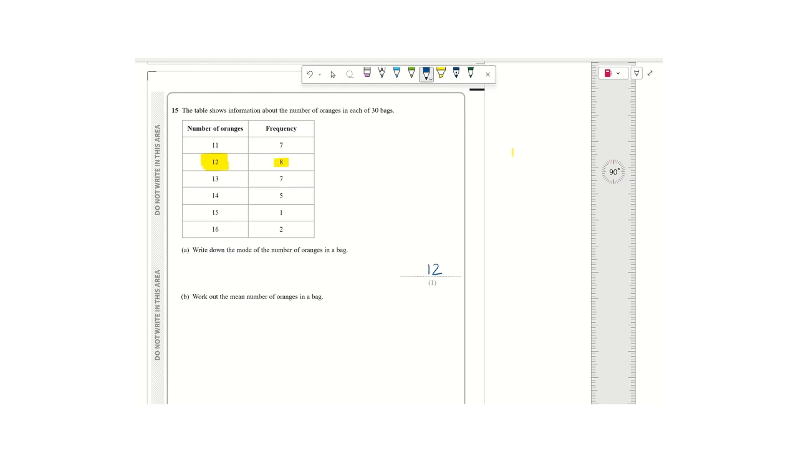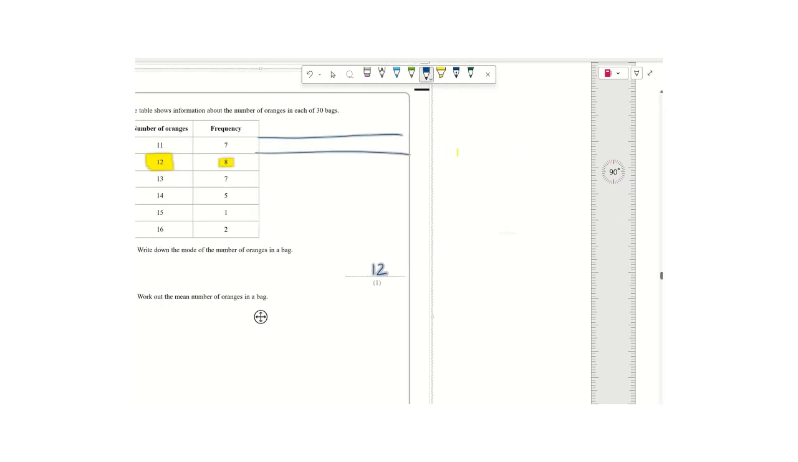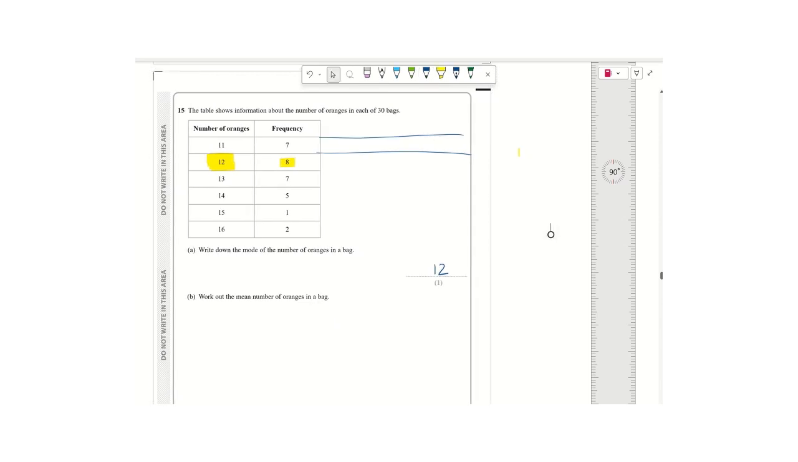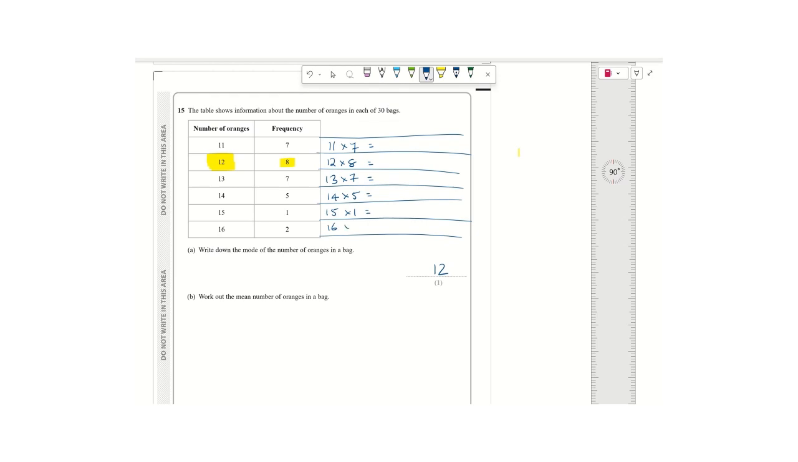And then part B, to find the mean, this is where we have to do our extra column. So we're going to do 11 times 7, 12 times 8, 13 times 7, 14 times 5, 15 times 1, and 16 times 2. And you can use your calculator to fill those in.